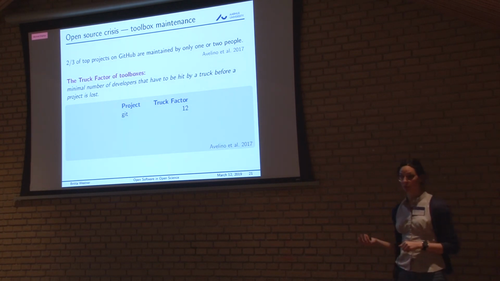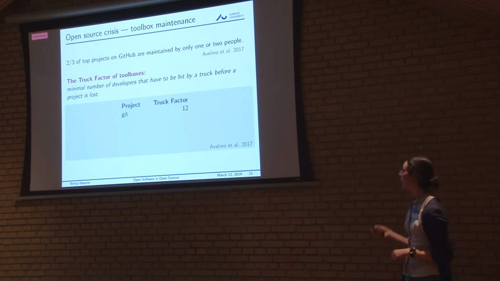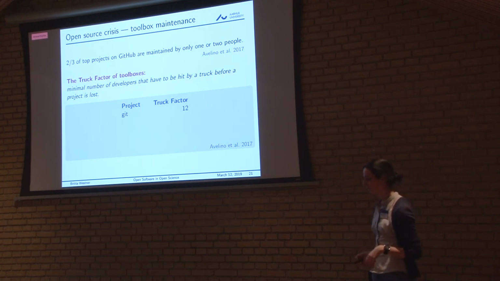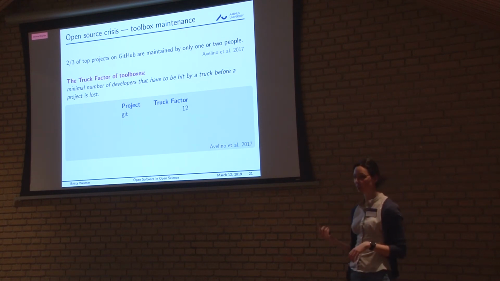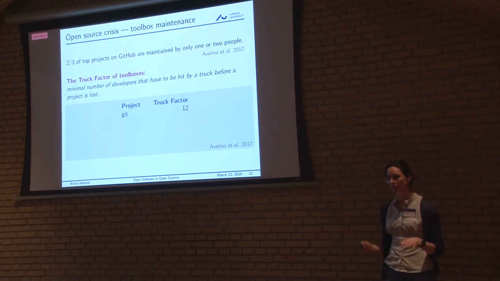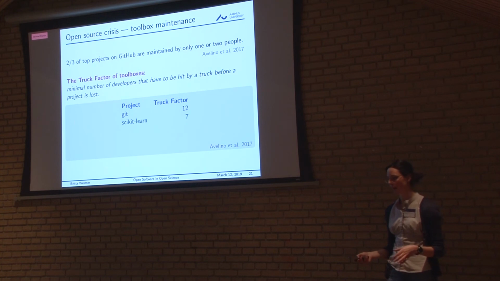I talked about the version control system Git. Git is open source, Git is on GitHub, and Git has a truck factor of 12. So if the 12th, wrong or right, from which angle you look, people get hit by a truck, this project is lost and there is no more Git because the knowledge about how to maintain Git is gone.